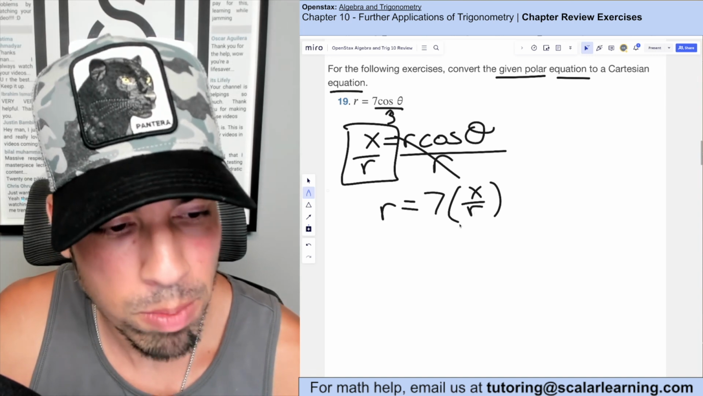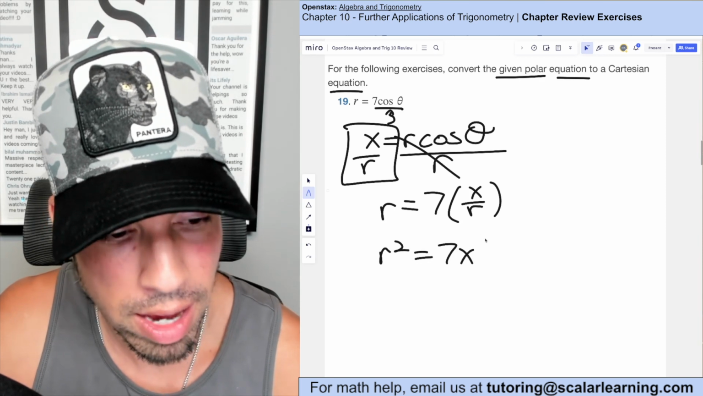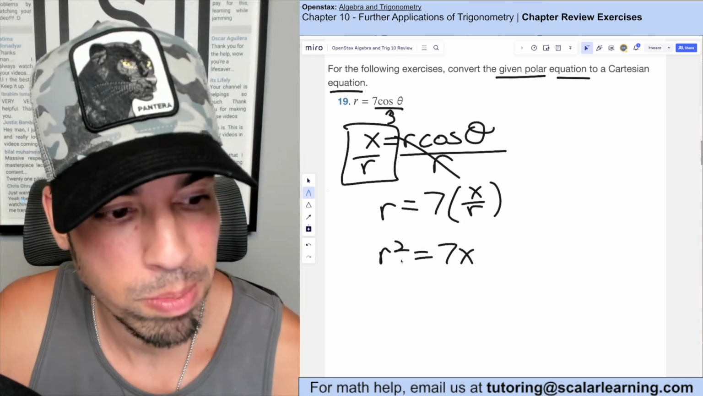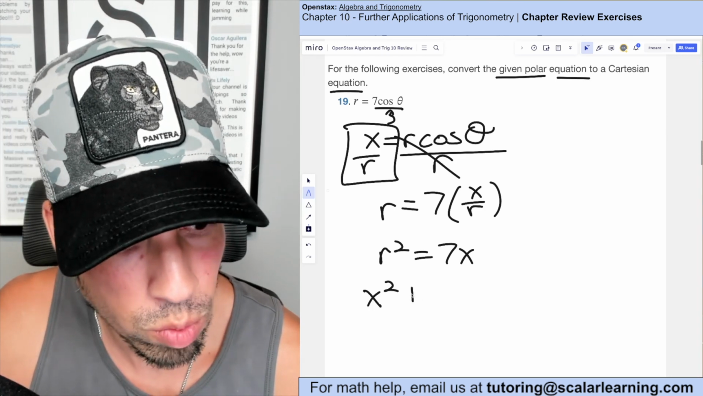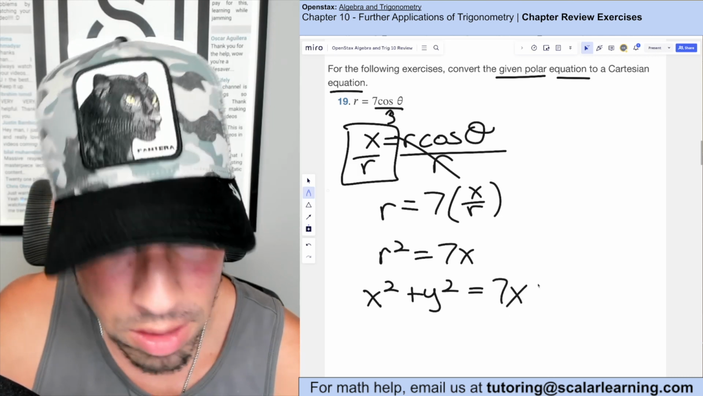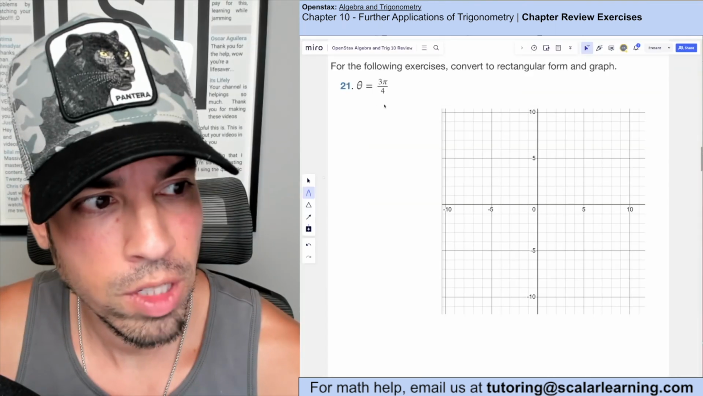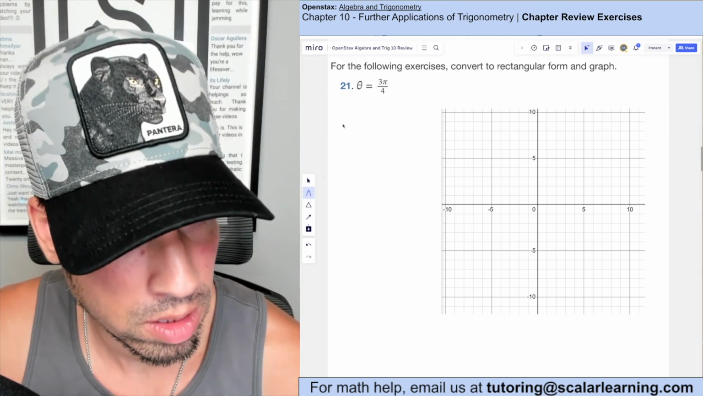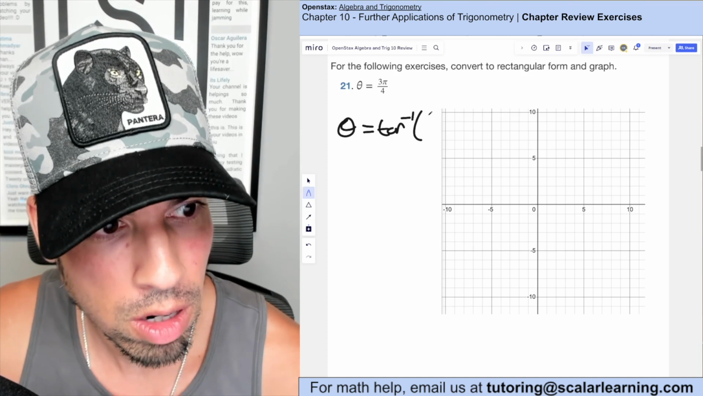Now I'm going to multiply both sides by r, and I got r squared equals 7x. The reason why this is cool is because r squared is equivalent to x squared plus y squared. So we can substitute that in, so x squared plus y squared equals 7x. And that's how you get the equation. Boom, done.